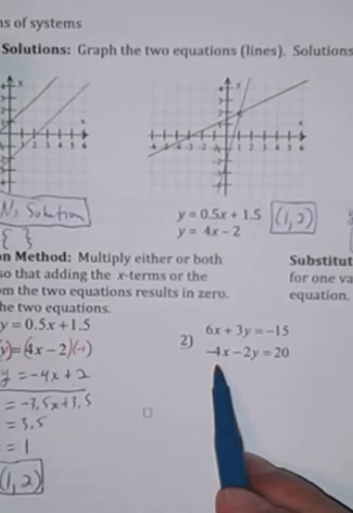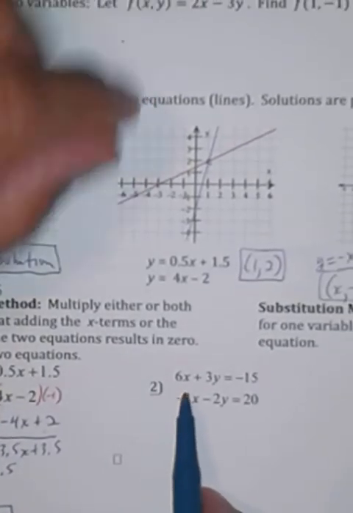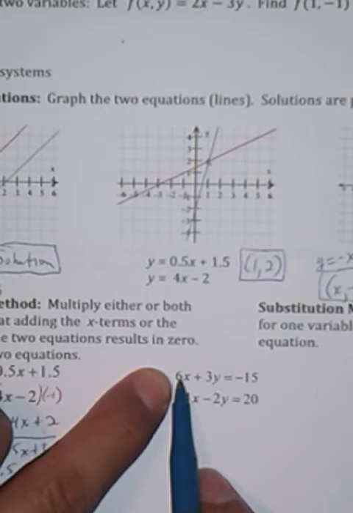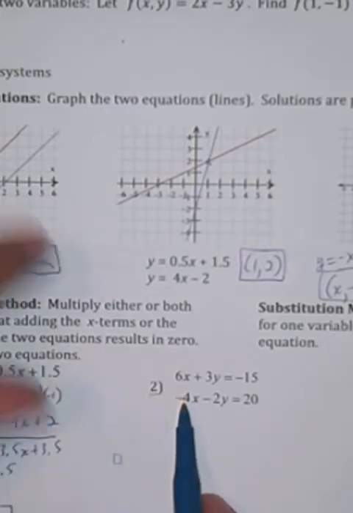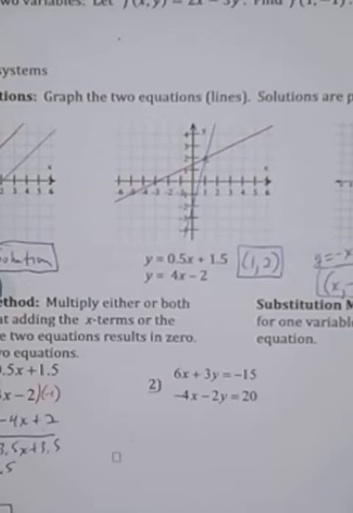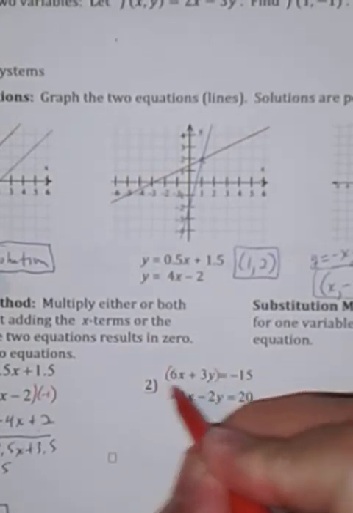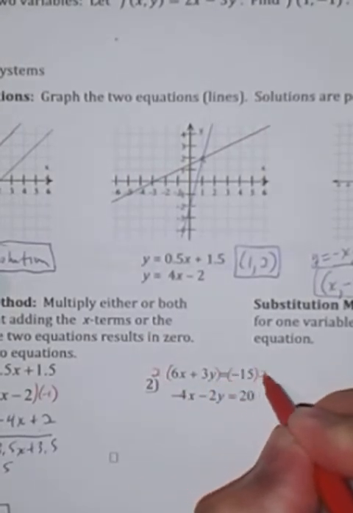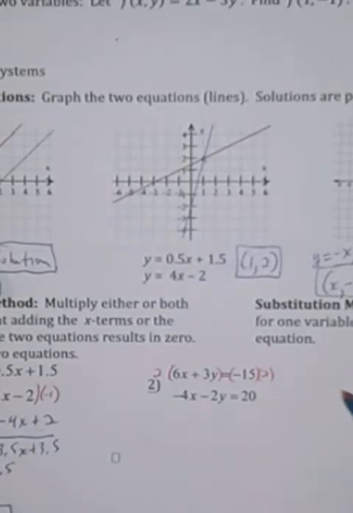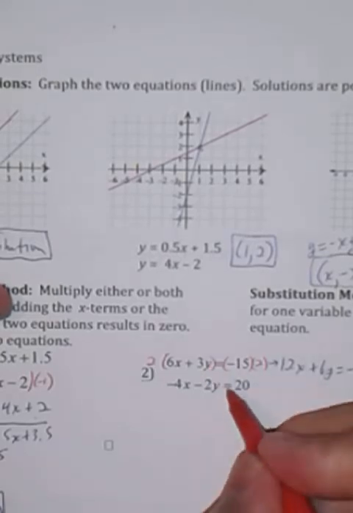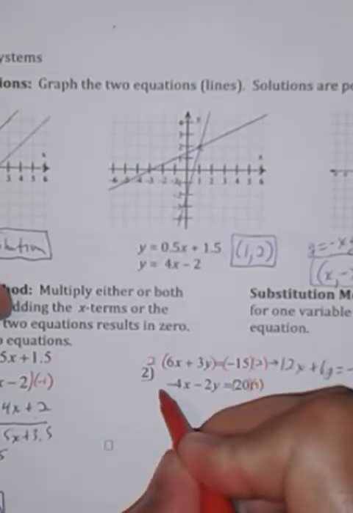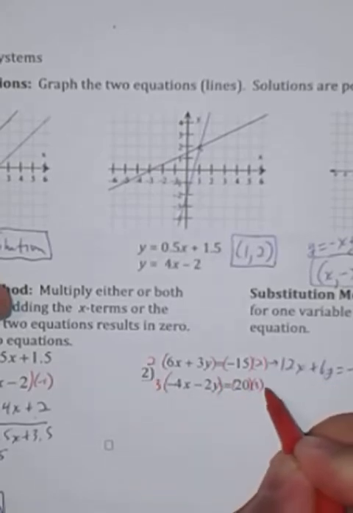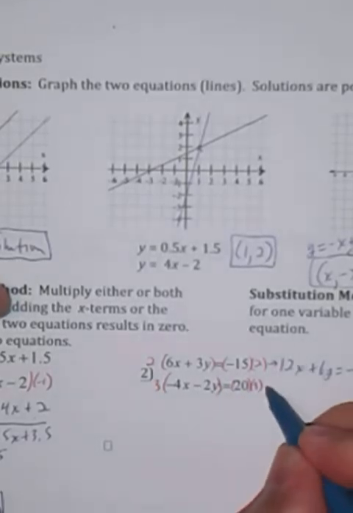So number 2, I'm going to, again, use the elimination method. I'm going to multiply the top by 2 to get 12x and the bottom by 3 to get negative 12x. Notice I can do both of those. So I'll multiply the top by 2. Don't forget to multiply on both sides. And I'll write it this way. This is 12x plus 6y equals negative 30. And then the bottom one I multiply by 3.